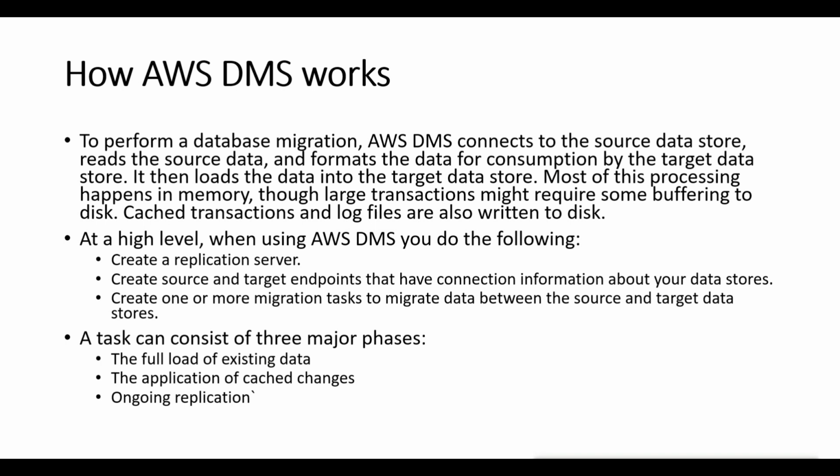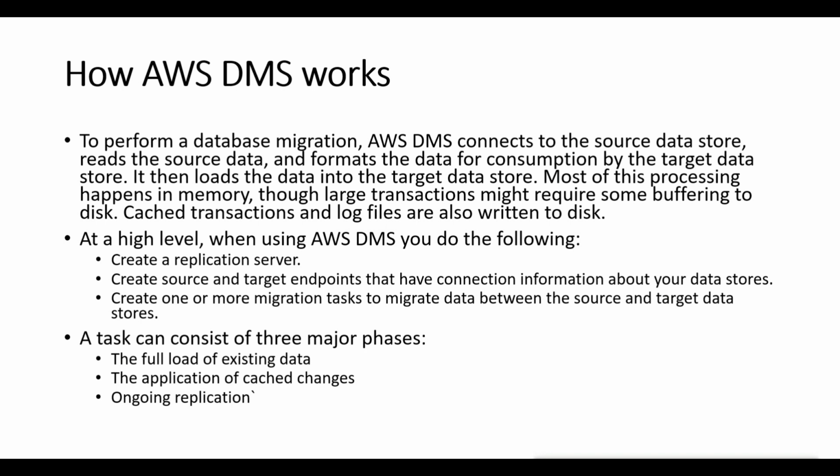But if you have lots of data to be migrated, meaning your database size is huge, then at that time you may need some extra disk for buffering purposes. At a high level, even when using AWS DMS, you need to do the following. You need to create the replication server.